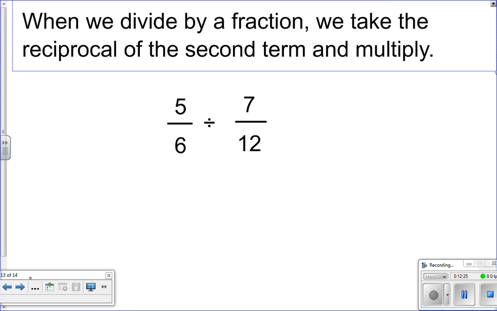When we divide by a fraction, we take the reciprocal of the second term and multiply. So, if I have the problem 5/6 divided by 7/12, to solve this, I'm going to take the second term, 7/12, and I'm going to take the reciprocal of it and multiply. So 5/6 will stay the same. I change it to multiply, and then I'm going to take the reciprocal of 7/12, and that is 12 over 7. So I have 5/6 times 12/7.